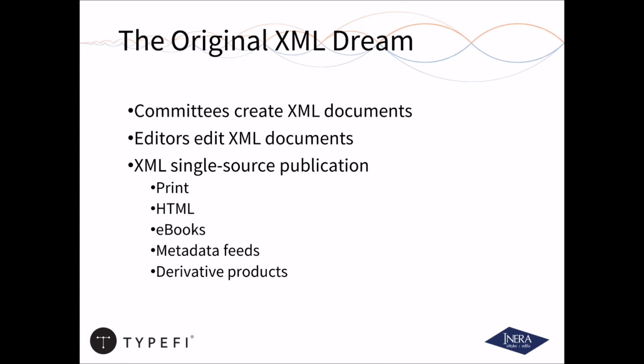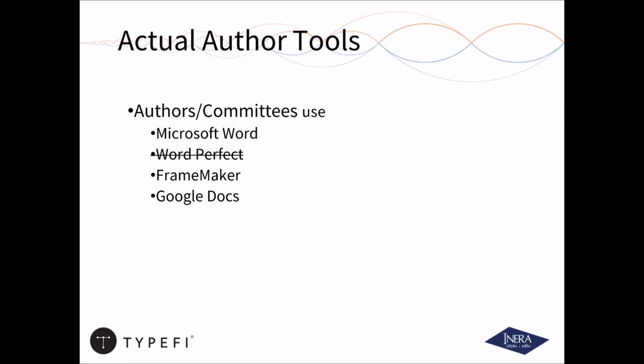In this model, committees would create XML documents natively, editors would edit those documents in XML, and then you'd have XML that you could use for what's called single source publication. You could very easily take that same XML file, make a print or PDF version, an HTML version, make your ebooks, do metadata feeds, and create derivative products. All this, of course, requires you to work in an XML environment.